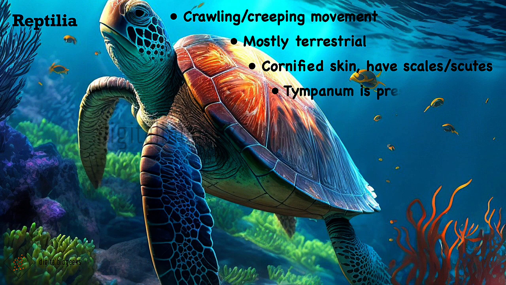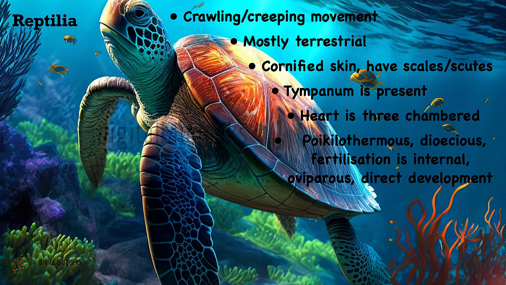They do not have ear openings. Tympanum represents the ear. If limbs are present, they are fore and hind limbs. Heart is 3-chambered, but in crocodiles, heart is 4-chambered. They are poikilothermous animals. Snakes and lizards shed their skin to remove parasites or damage that affect their skin's outer layer. Sexes are separate and the fertilization is internal. Oviparous animals and the development is direct without a larval form.